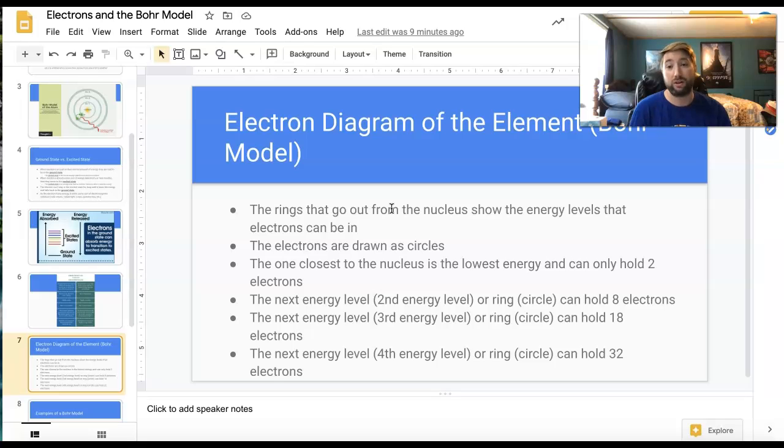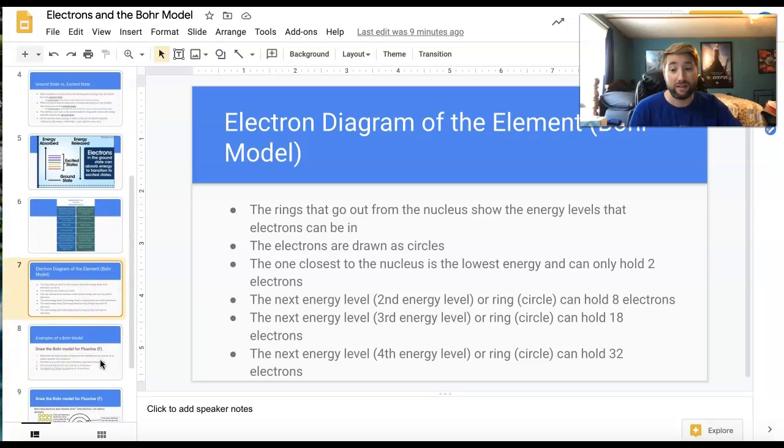Those 2 electrons are usually placed opposite each other on the ring. The second energy level, or the second ring, can actually hold 8 electrons. Usually how you do this is you put 1, 2, 3, 4, and then you go back and pair them together. I'll show you how to do that in a second. The third energy level can hold 18, and the fourth energy level can hold 32. There are some elements that have more electrons than this, but we'll talk about that later.